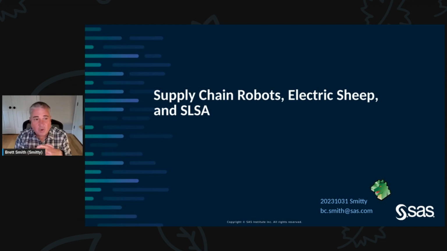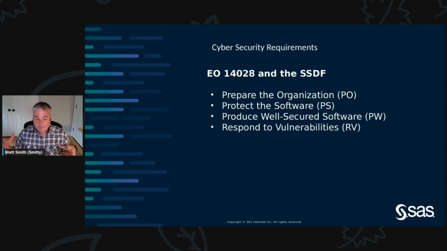I would love to go work at a software as a service in my next life, but for now, I've got lots of packages to worry about. So I'm going to talk about supply chain, robots, electric sheep, and SLSA. Originally, this talk was pretty SLSA heavy. Version 0.1 of SLSA was really strict and really complete. And for version 1.0, they have backed off and focused on the build section.